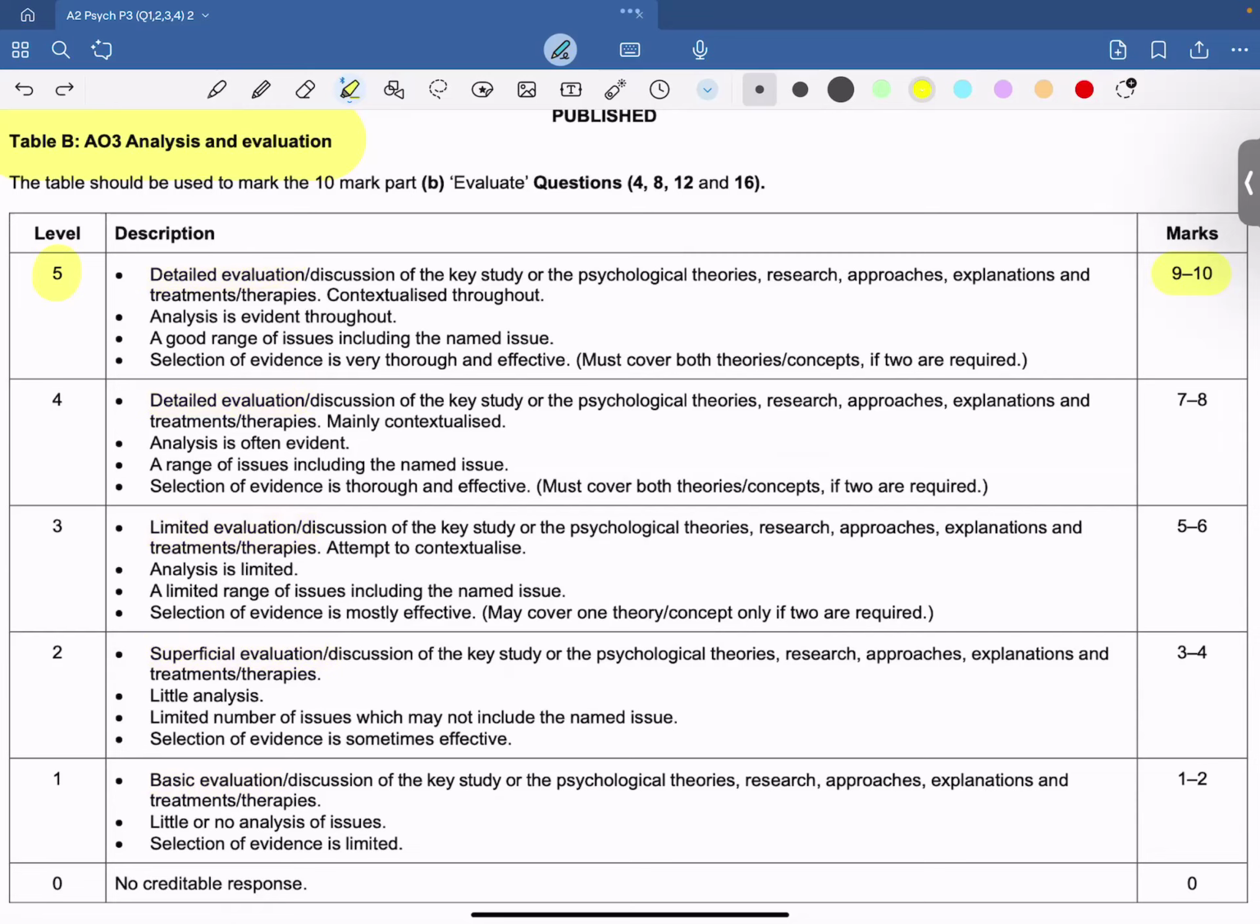If I show you more, the analysis is evident throughout. Analysis is often evident. Analysis is limited. Analysis, limited analysis, or little to no analysis. Now, if you read this entire thing, you'd get an amazing idea as to how the examiners differentiate what particular answer should be scoring in level 2, level 3, level 4, or level 5. And of course, if you're watching this, you're looking forward towards scoring in level 5.